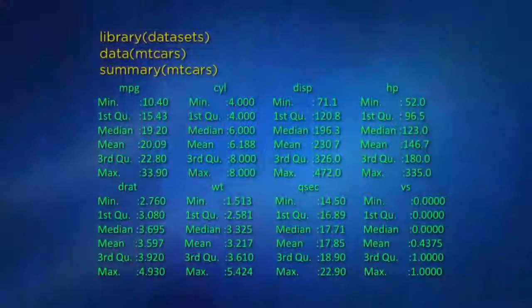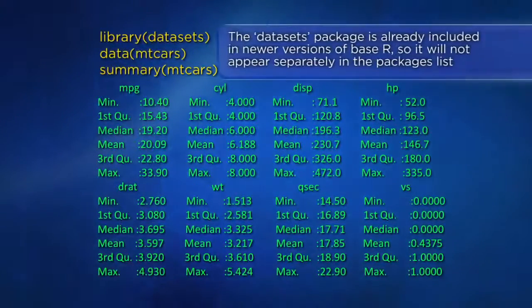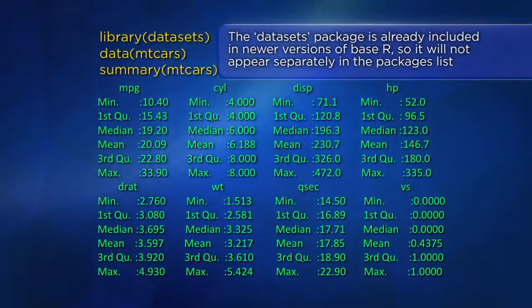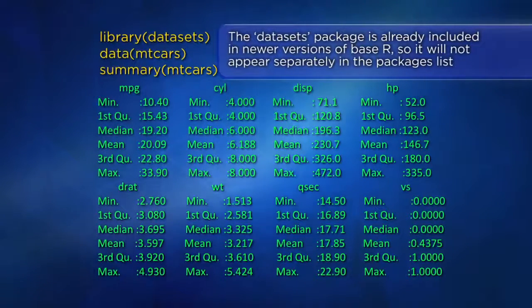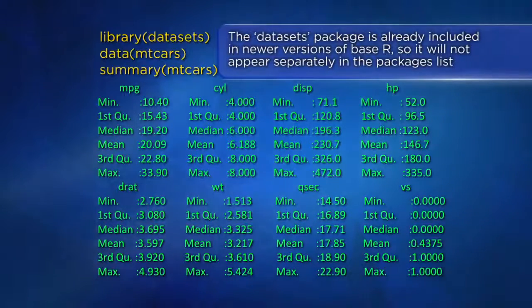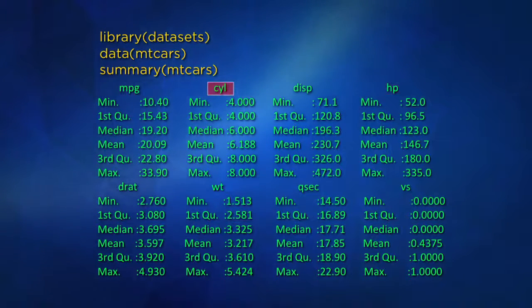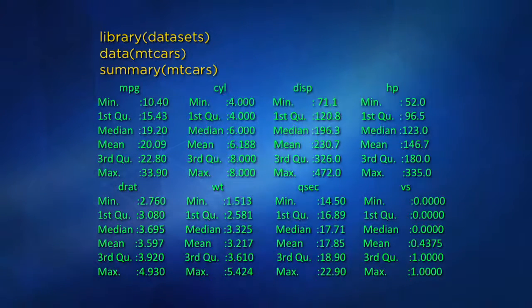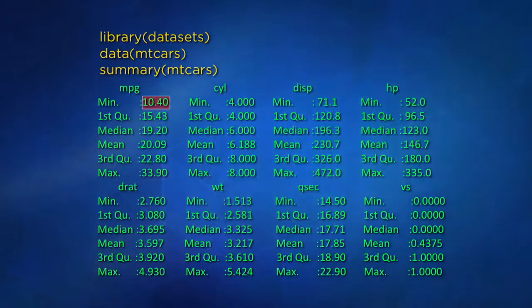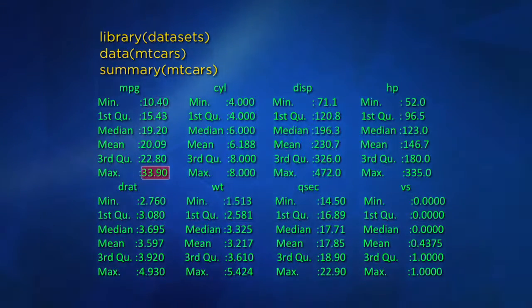First, let's look at a summary of the data. We can load the data with our library command, library of datasets, and the data that we're pulling up is mtcars. A summary statistic shows things like the miles per gallon, the weight, the horsepower, the cylinders. Notice that your miles per gallon range from a minimum of 10.4 to a maximum of 33.9.